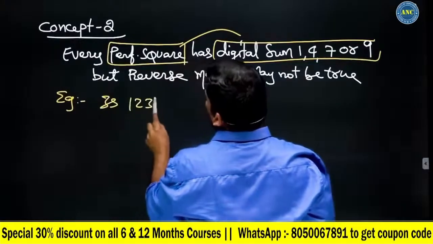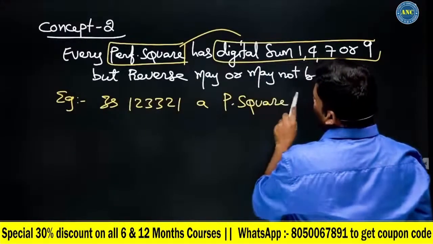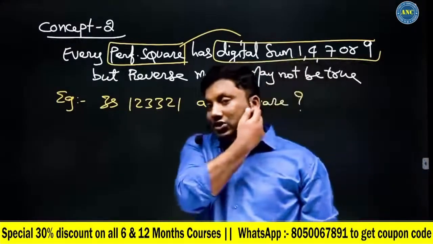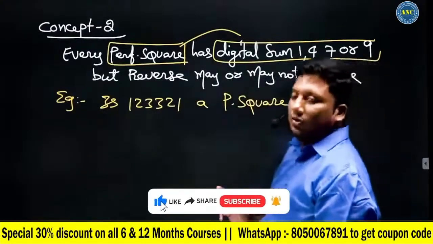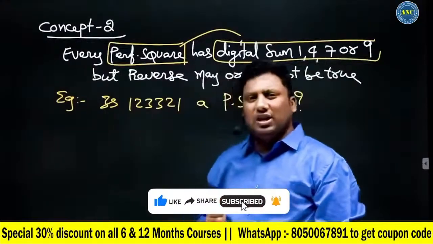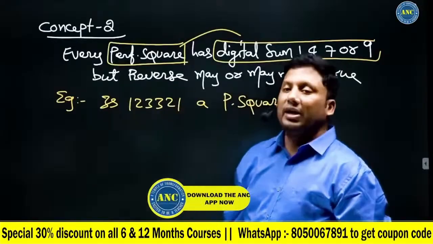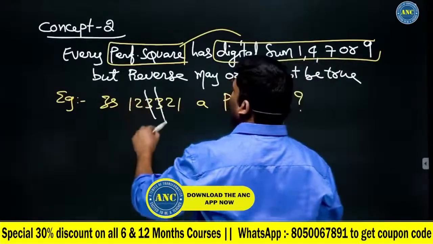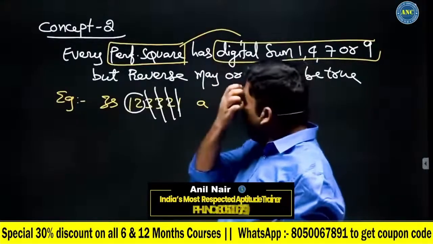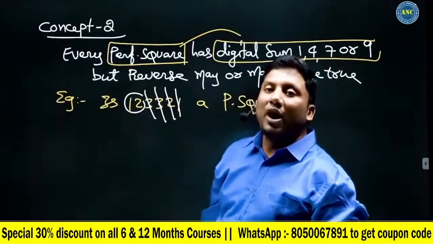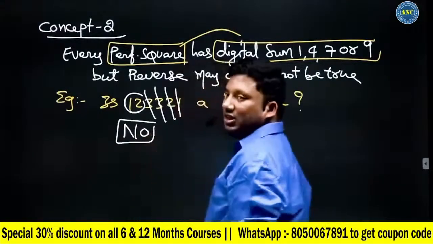Is 1, 2, 3, 2, 1 a perfect square? We need to check whether this number is a perfect square or not. Is it ending with 2, 3, 7 or 8? No. It is 4 into something plus 1, so it is not giving remainder 2 or 3. Use the digital sum: 3 plus 3 is 6, 8, 9, 1 plus 2 is 3. It got 3, but every perfect square has a digital sum of 1, 4, 7 or 9. Therefore, the answer will be no.